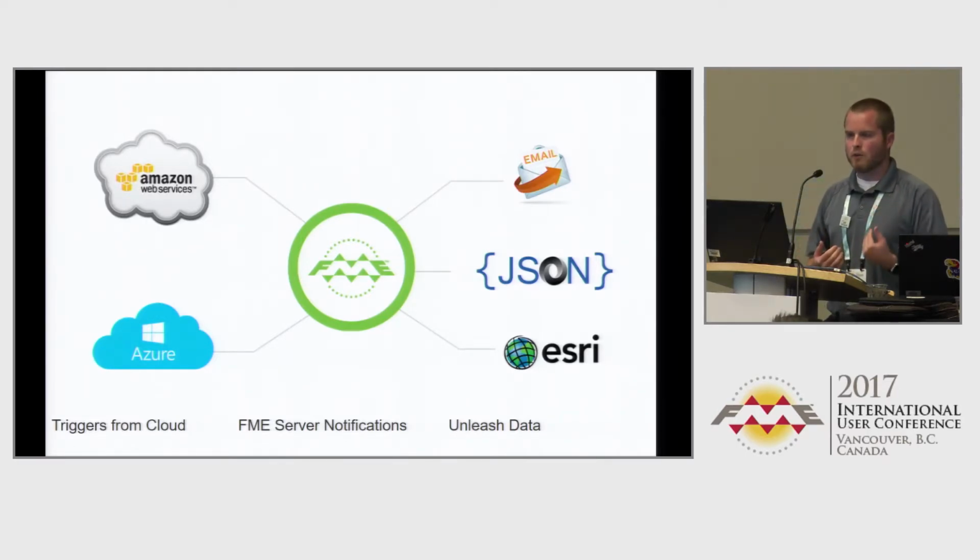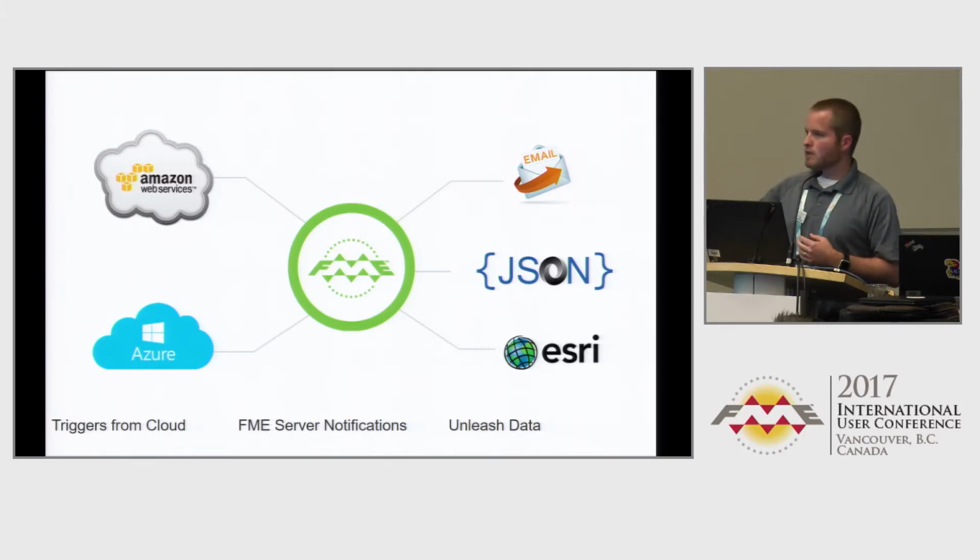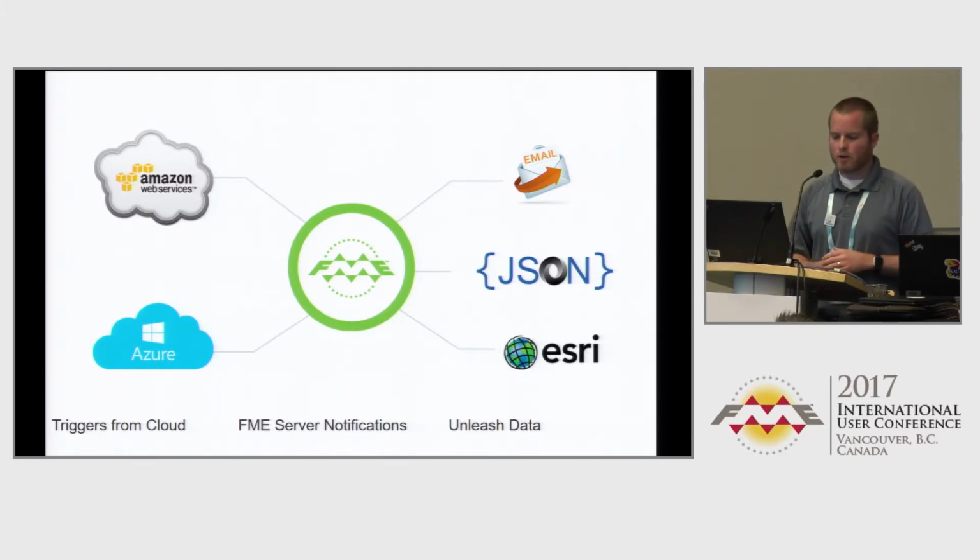We're going to focus on Amazon Simple Notification Service here in a few, but what happens is some event, whether you get an email, text message, or some file changes somewhere, that gets a trigger from the cloud providers. FME Server notifications pick that up, process data through your normal workflows that you've uploaded to FME Server, and then you get to unleash your data.